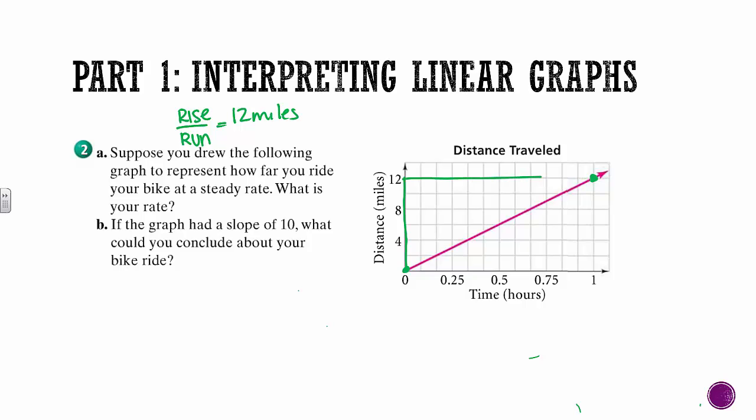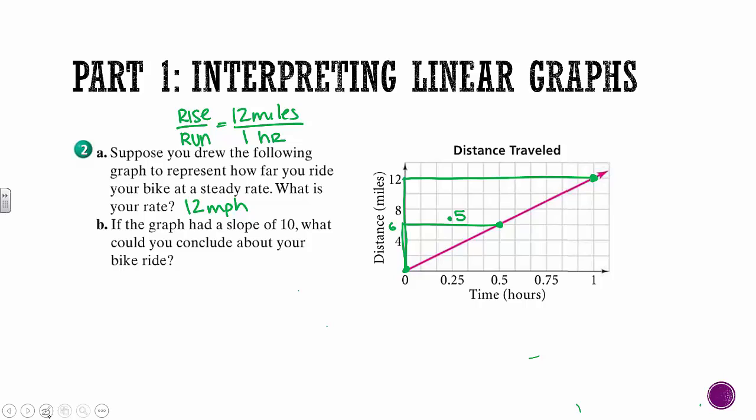And how much we run over 1 hour, we can find our rate. It's 12 miles per hour. You could have done this with any of the points on here, like this one here that goes through the crosshairs. You'd go up 6 in 0.5, and 6 divided by 0.5 will also give you 12.